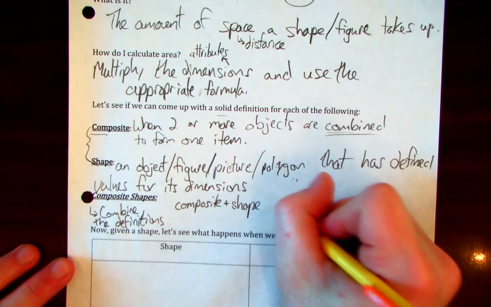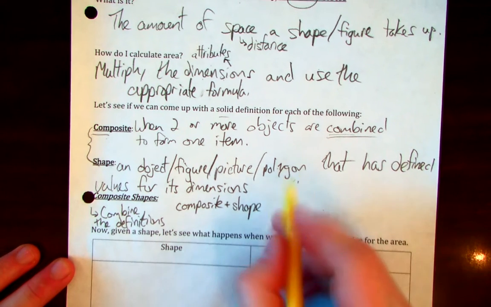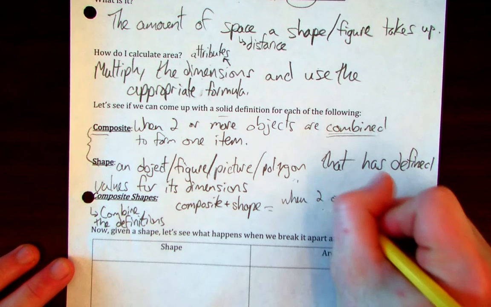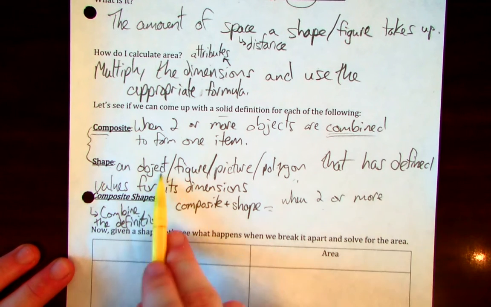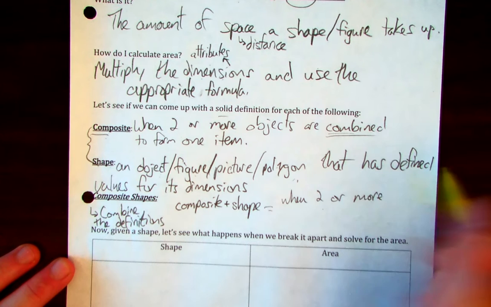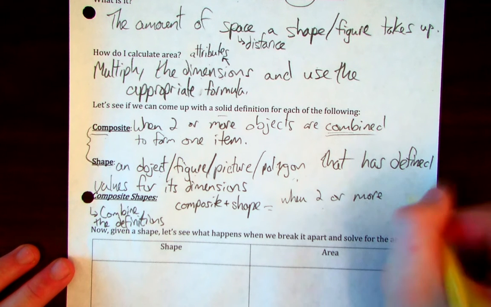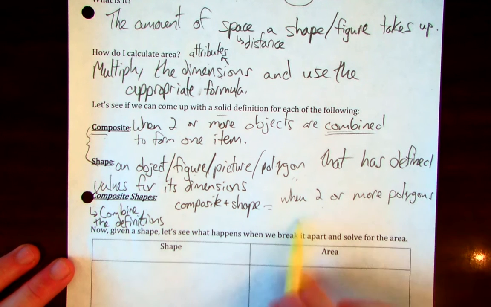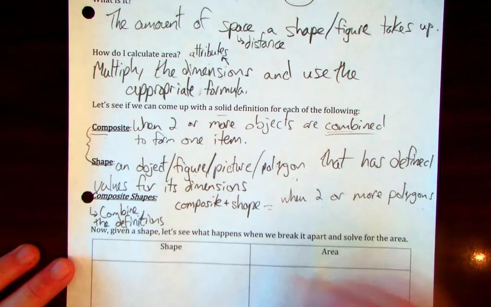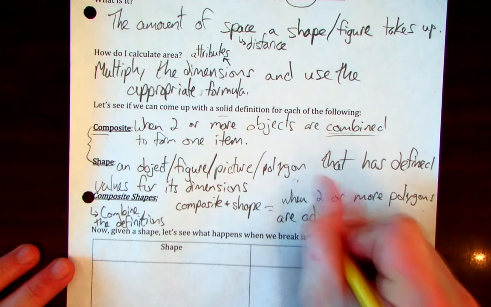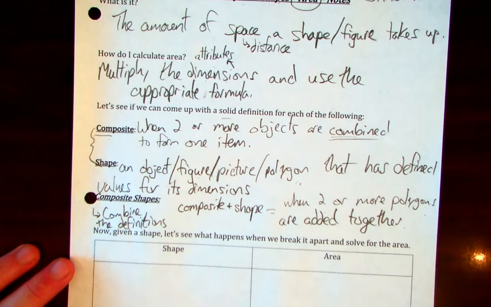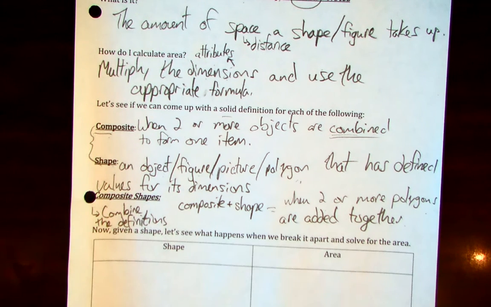Again, it's going to be when two or more objects, figures, pictures, polygons, any of those words, maybe let's say polygons, when two or more polygons are added together. Okay? And so again, that's all we're doing for this. Again, we're combining shapes to see it.